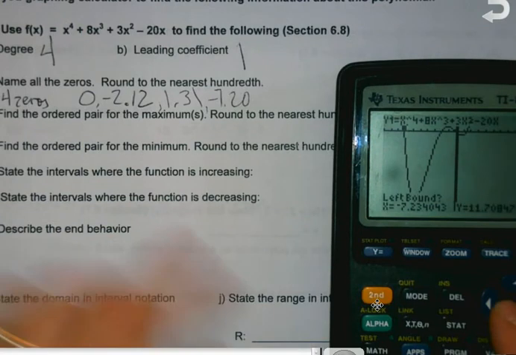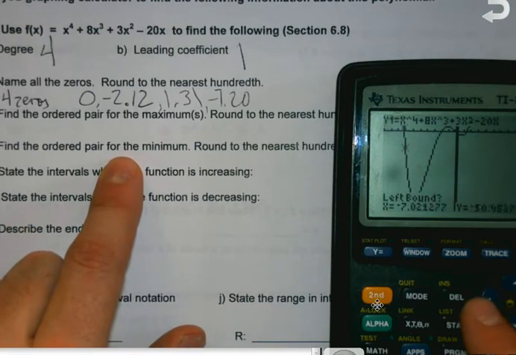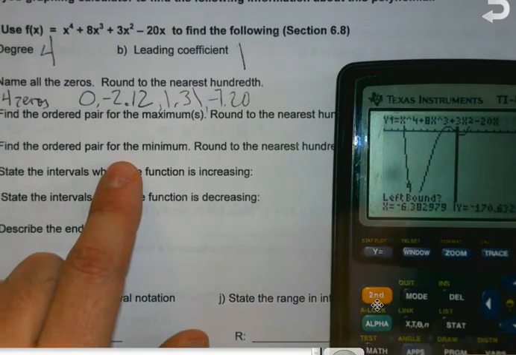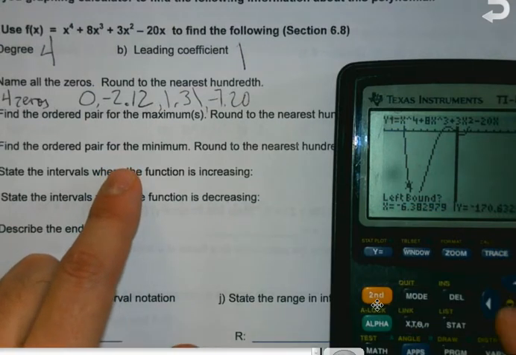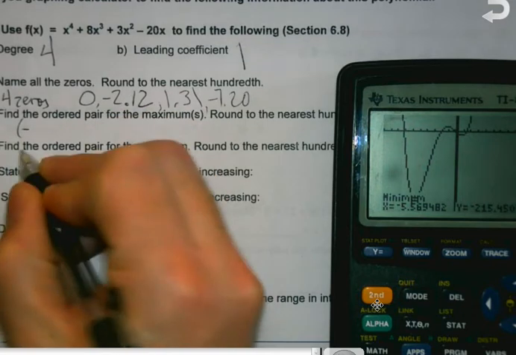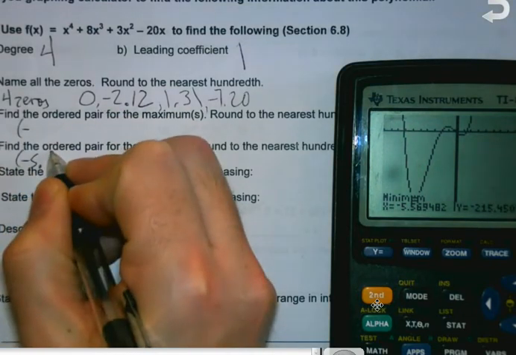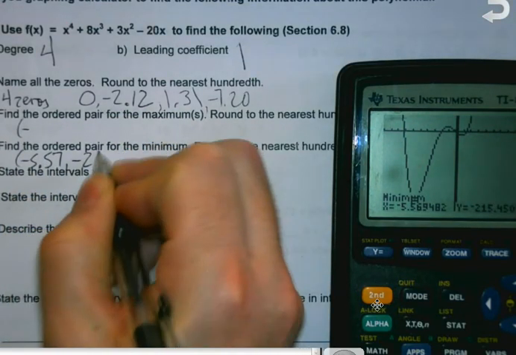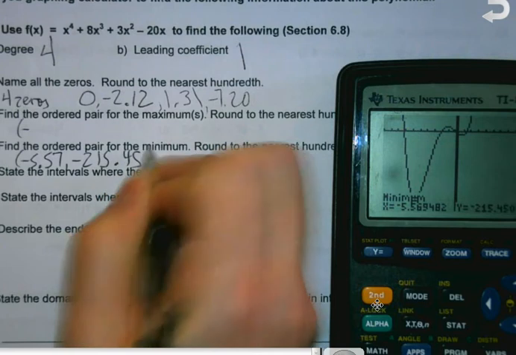So minimum. I'm going down to letter E. Again, when I'm doing the min, I'm trying to trap my valley of sorts. So somewhere to the left, hit enter. Somewhere to the right here, that's good. Hit enter twice, and I have a minimum at negative 5.57. Holy cow, negative 215.45.